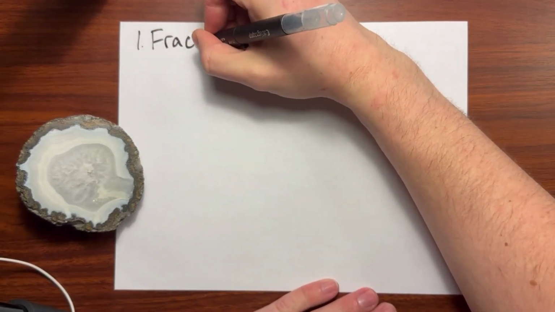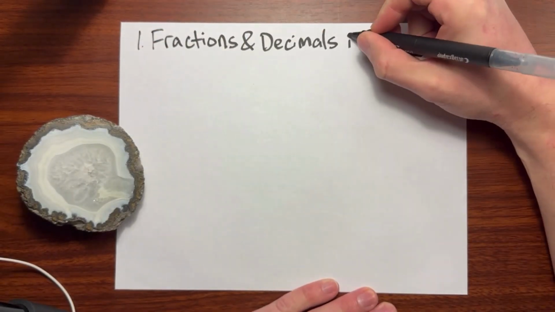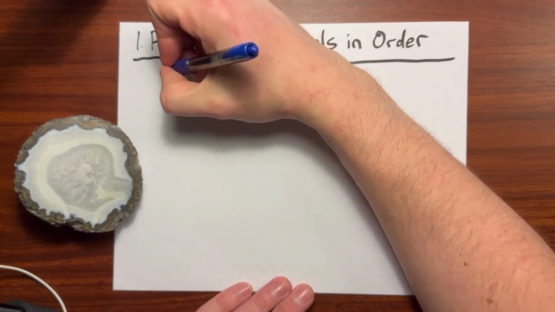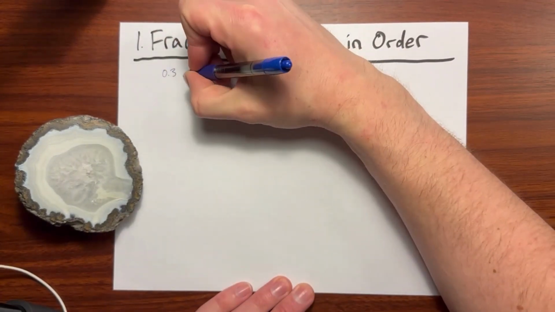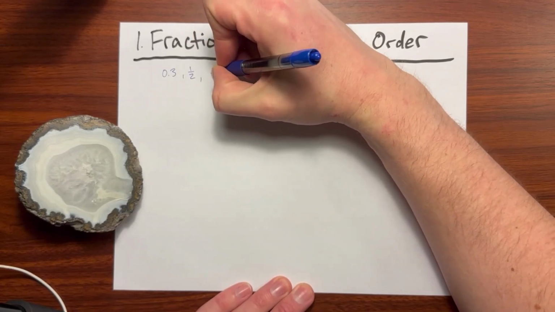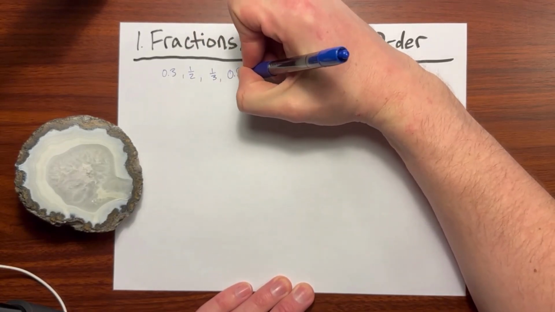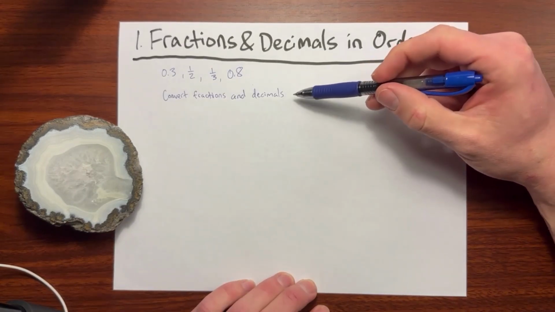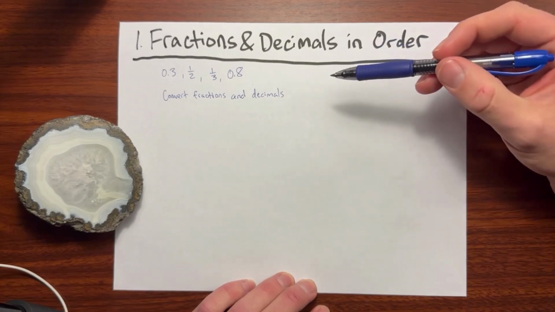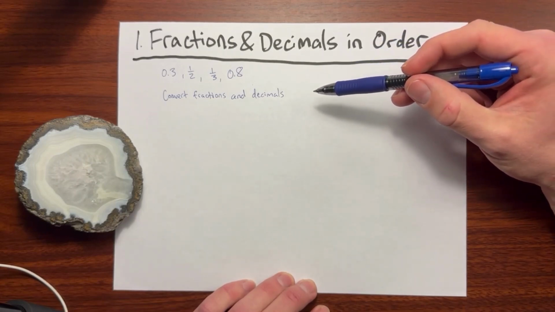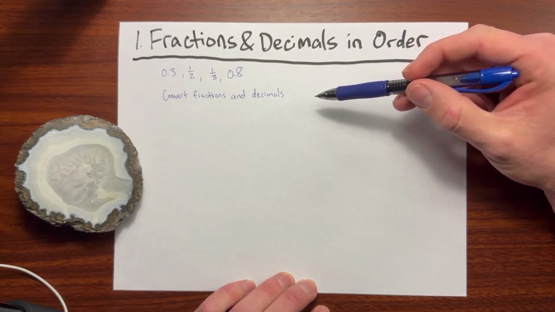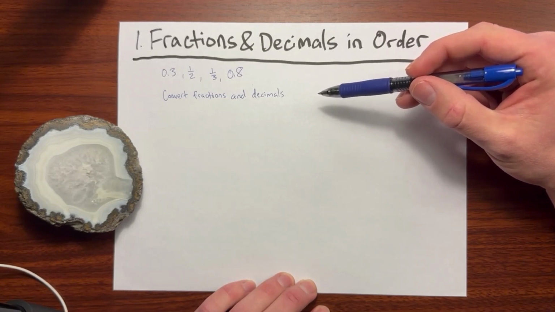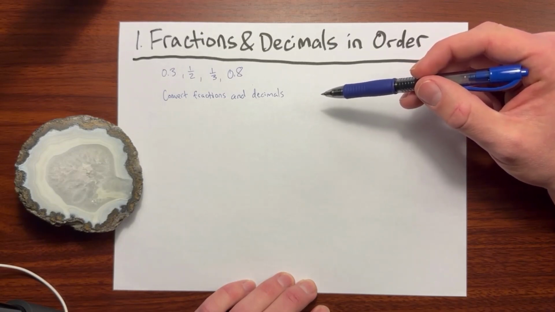So we'll start off with fractions and decimals in order. Say that we're given four numbers, 0.3, 1/2, 1/3, and 0.8, and that we are asked to put these in order. So for this, you'll need to know how to convert fractions and decimals. And if you're not sure exactly how to do this, the Khan Academy video that you should check out is named Converting Fractions to Decimals, and we'll link to that in the description.